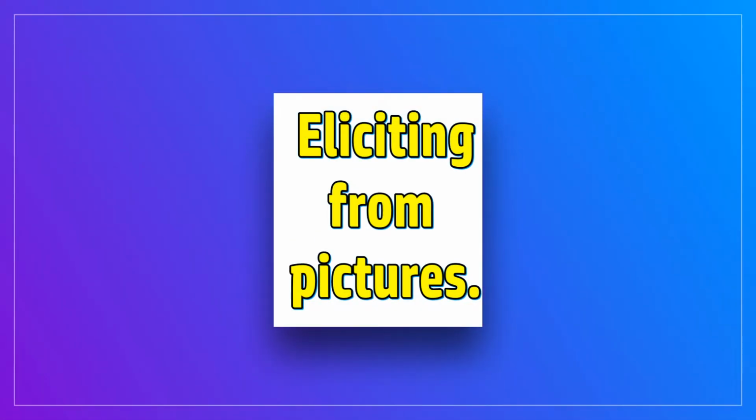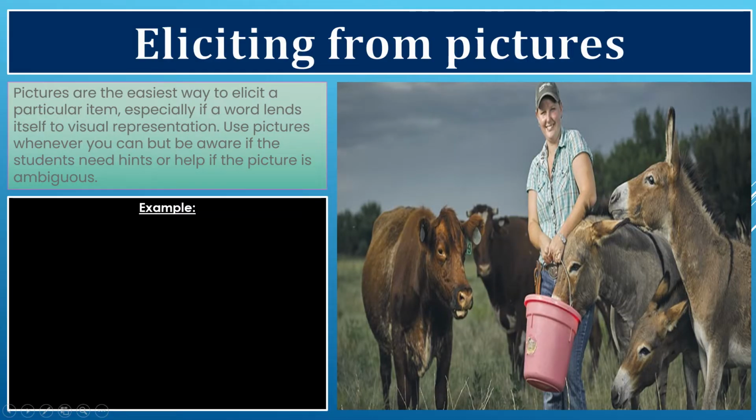Eliciting from pictures. Pictures are the easiest way to elicit a particular item, especially if a word lends itself to visual representation. Use pictures whenever you can, but be aware if the students need hints or help, or if the picture itself is a little ambiguous. So let's take a look at this example.